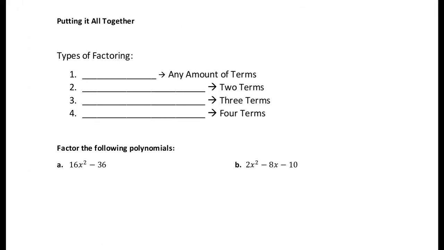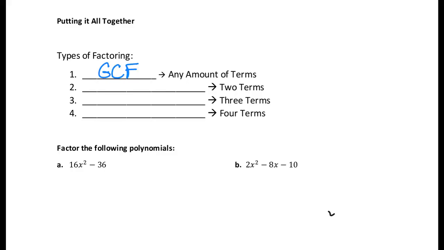Okay? And I need to factor. What's the first thing I need to look at? What type of factoring do I need to use? GCF. Doesn't matter if you have 2, 3, 4, 8, 16 terms, you always look for a greatest common factor. And it has to be common to all of those terms.